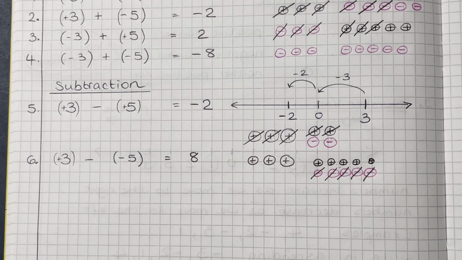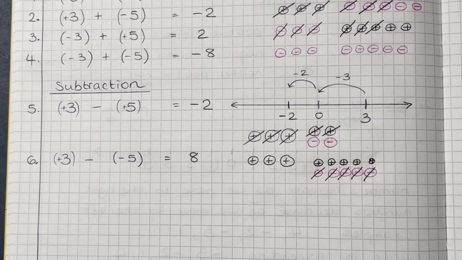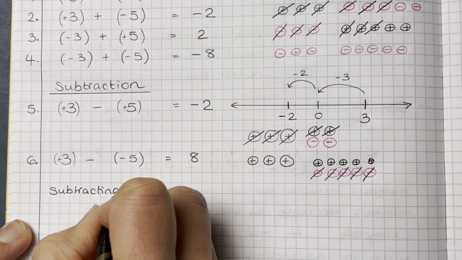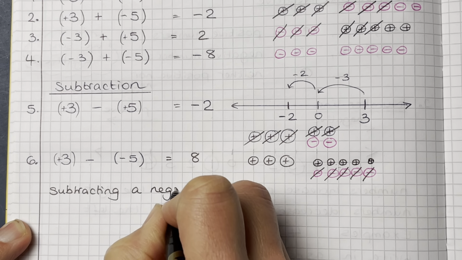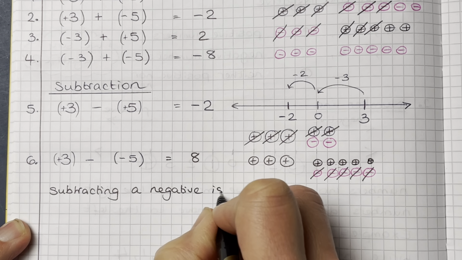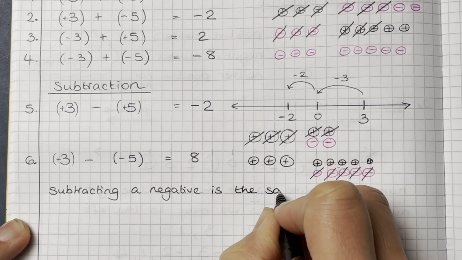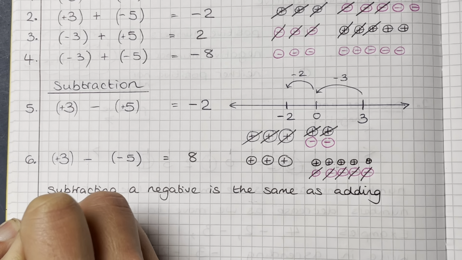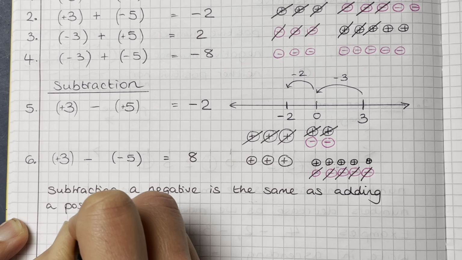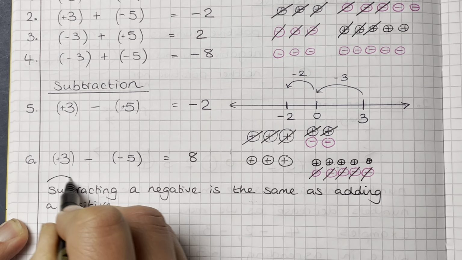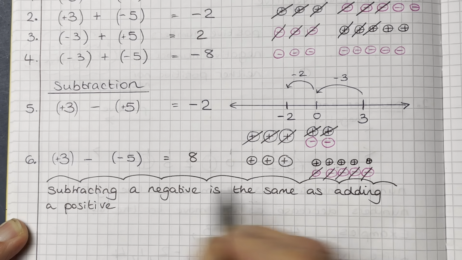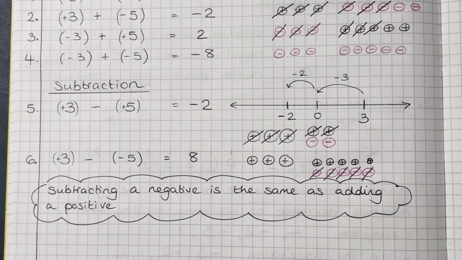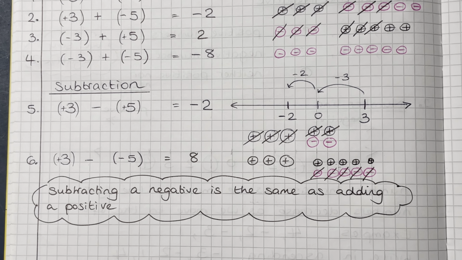And we're just going to write a key learning point there, that subtracting a negative is the same as adding a positive. Okay, so a key learning point there. I'm going to put it in my learning bubble. Subtracting a negative is the same as adding a positive.